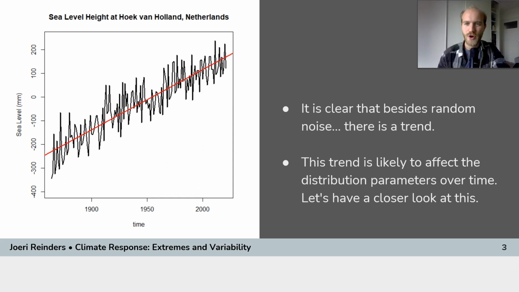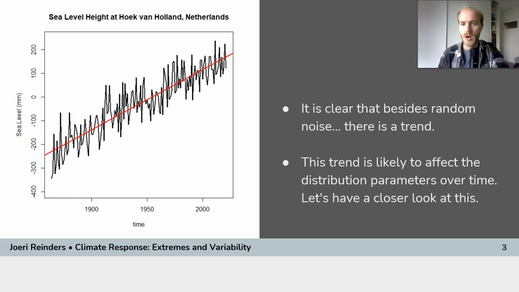So hopefully you've noted this linear increase of sea level heights in Hoek van Holland over time, right? There fits a very nice red line through it, a linear fit. That's a different type of pattern besides the random noise that we found in the data so far. The random noise of just sometimes being high and sometimes being low, and mostly around the mean. You see that there's something added to that.